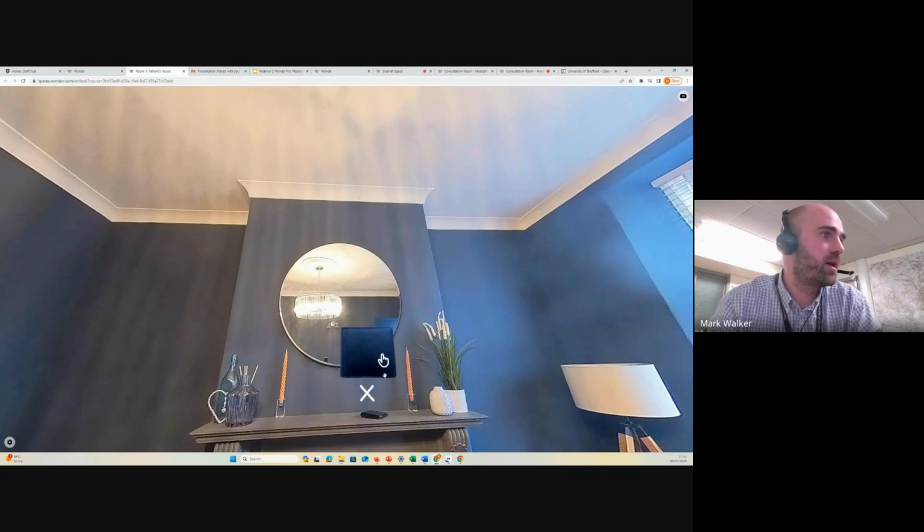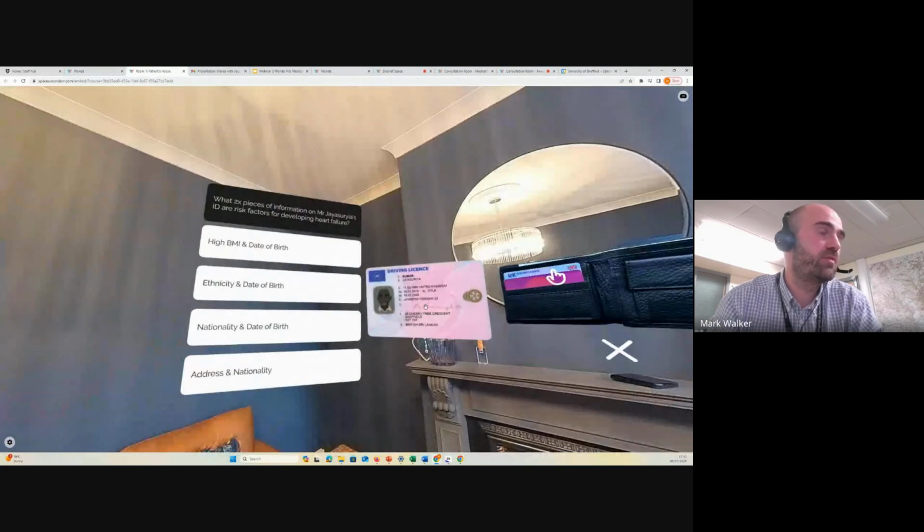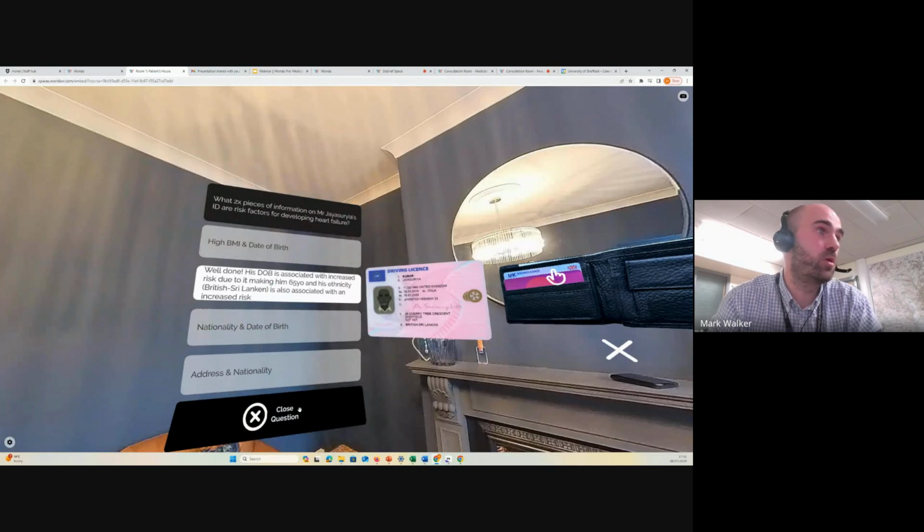And then we go to his driving license, ask the person the questions, what 2 pieces of information are risk factors for developing heart failure, so ethnicity and date of birth, which is why Mr. Jai is from Asia, because people of Asian descent can be at higher risk of developing cardiovascular disease.